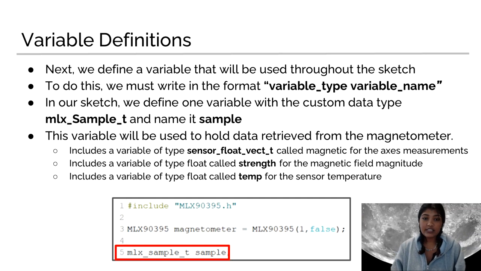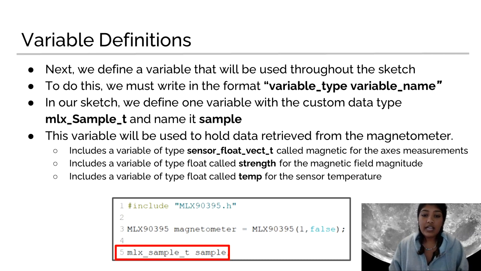Variable definitions. Next, we define a variable that will be used throughout the sketch. To do this, we must write in the format variable_type variable_name. In our sketch, we define one variable with the custom data type, MLX_sample_t, and we name it sample. The variable will be used to hold data retrieved from the magnetometer.